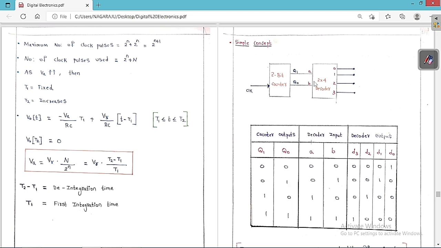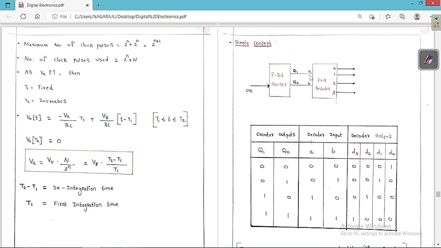Then what are A, B? A and B are the inputs. So Q1 is equal to A and Q0 is equal to B. So what are the decoder inputs? Q1 is equal to A and Q0 is equal to B. Therefore, same thing, we are going to get 0 0, 0 1, 1 0, 1 1. Then what are the outputs? Let me assume the outputs. The decoder outputs are D0, D1, D2 and D3. So D3 is the MSB and D0 is the LSB. So D3, D2, D1, D0.